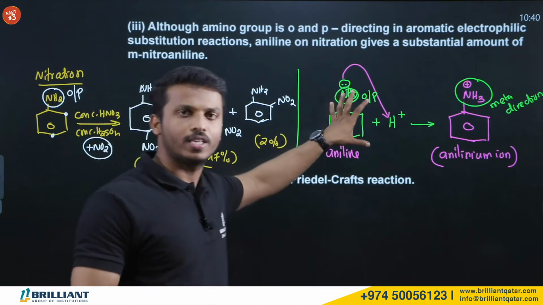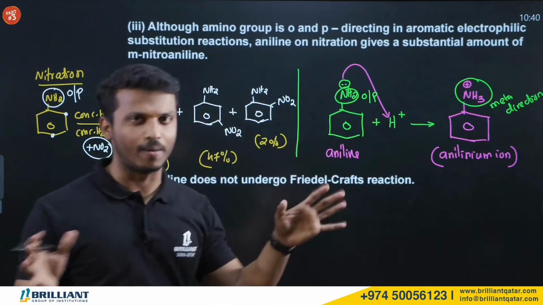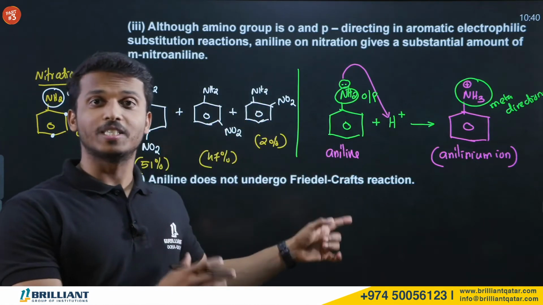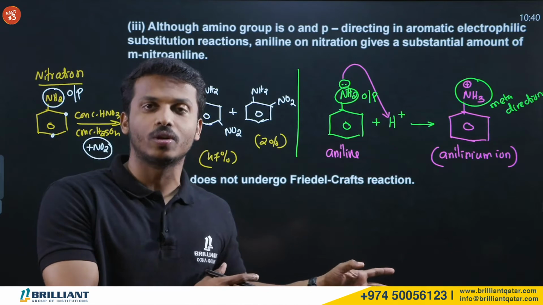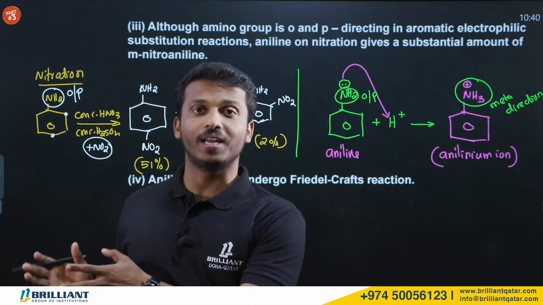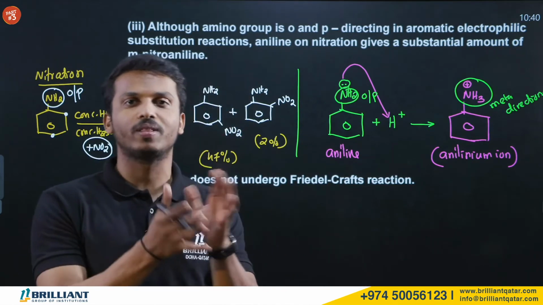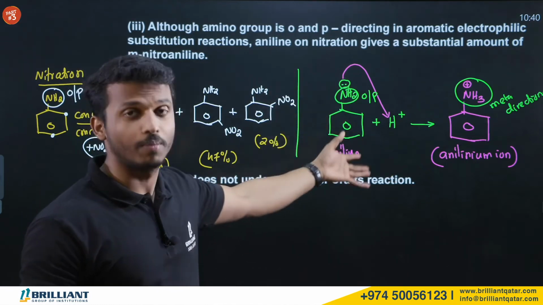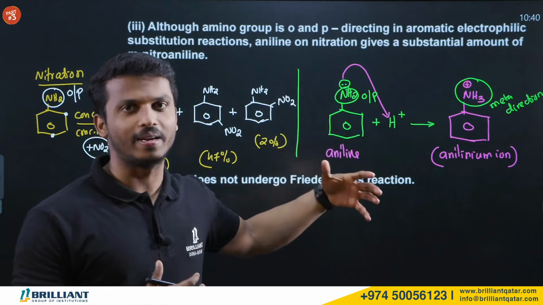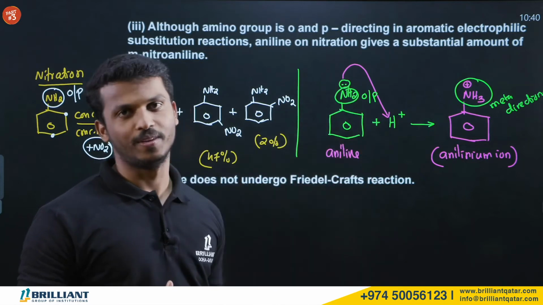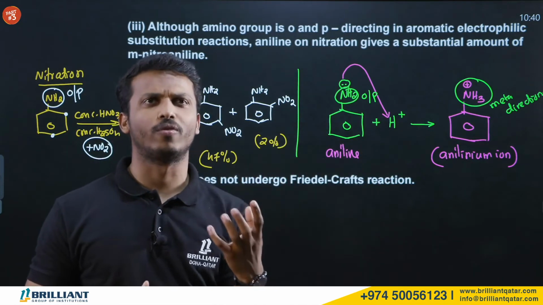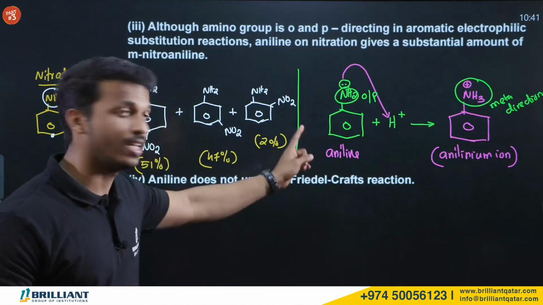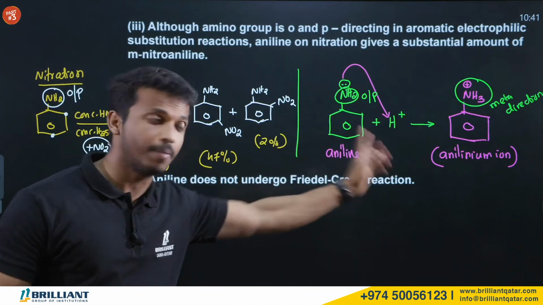So aniline, if it is there, will give ortho and para products only. But here aniline is a little basic in nature, and it is reacting with a highly acidic medium. When this aniline reacts with the acid, it forms the compound anilinium ion, which acts just like a meta-directing group. Therefore a sufficient amount, around 47%, of meta product can be formed. So the reason is the formation of the anilinium ion.